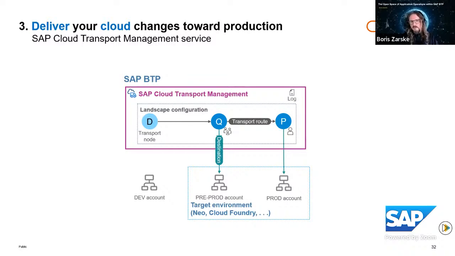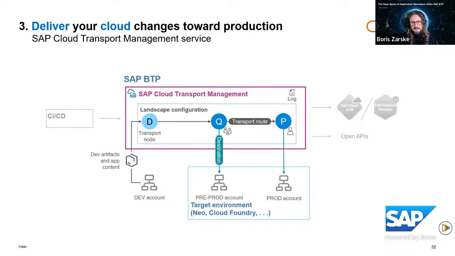And you have the central log file for the changes. And if a change comes up, you just propagate it along the predefined delivery landscape and have transparency on what happened there. Again, integration with CI/CD, integration with change management and open APIs.